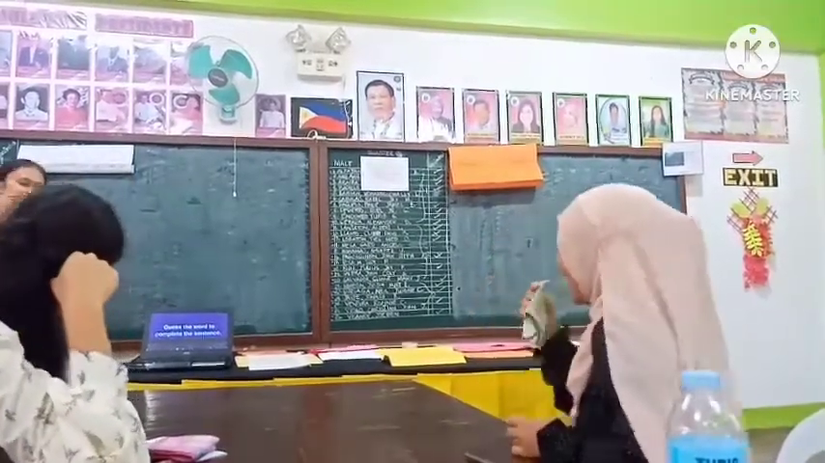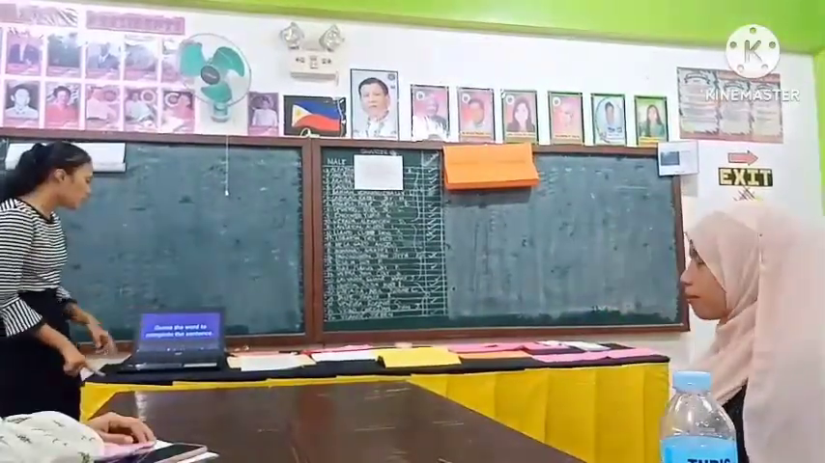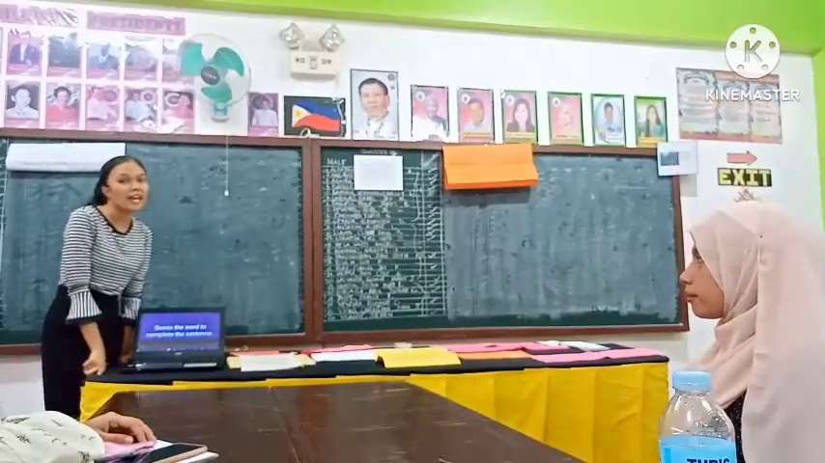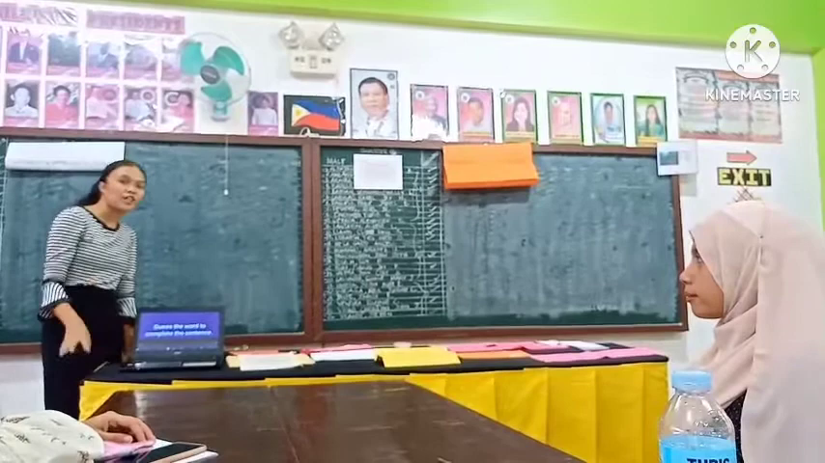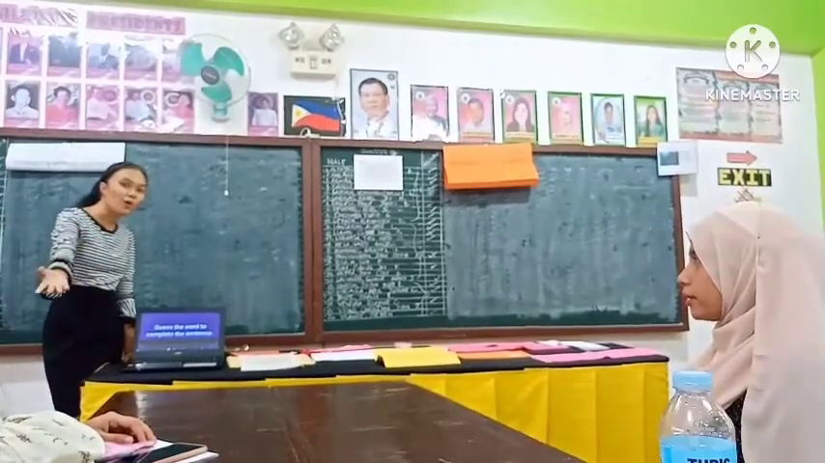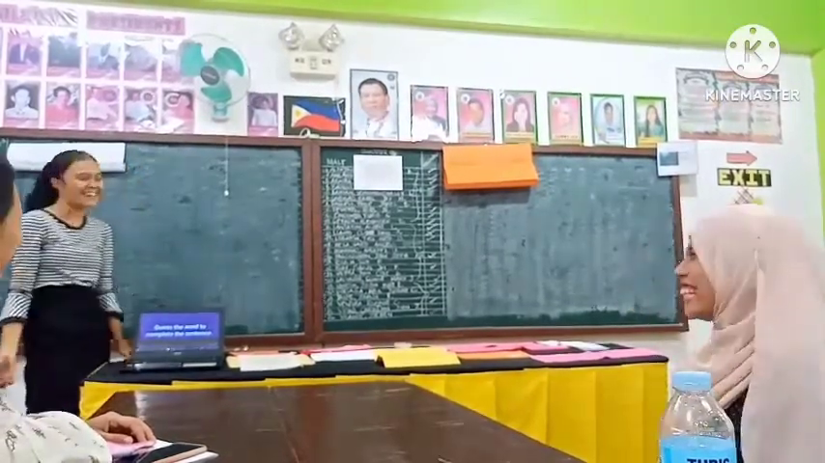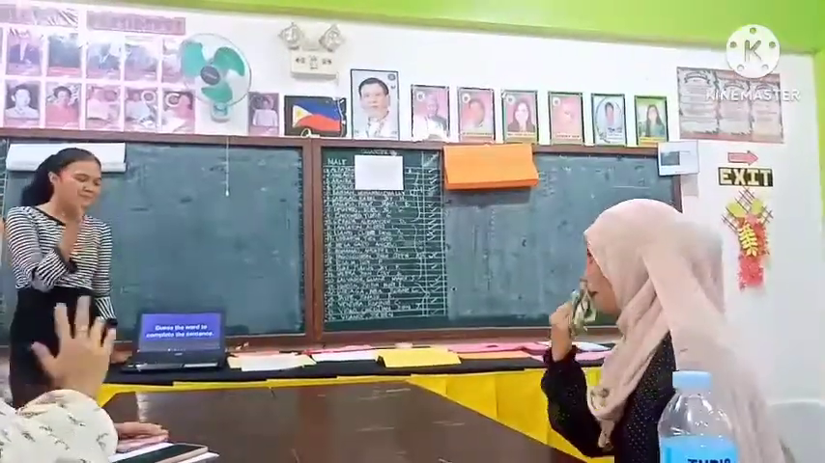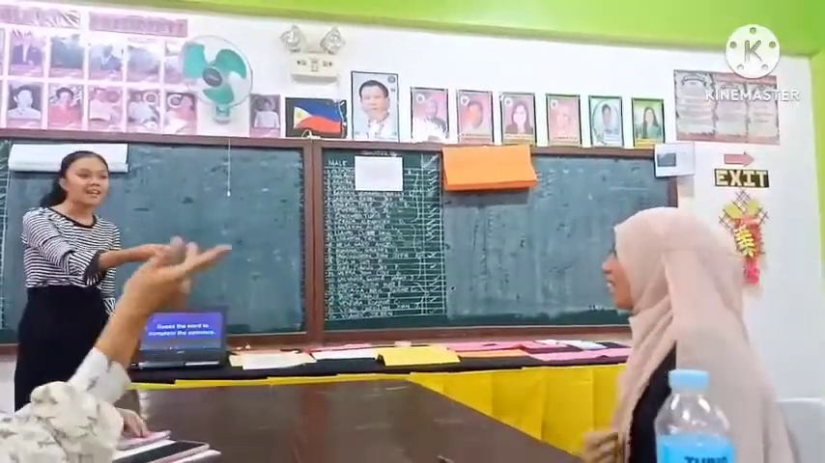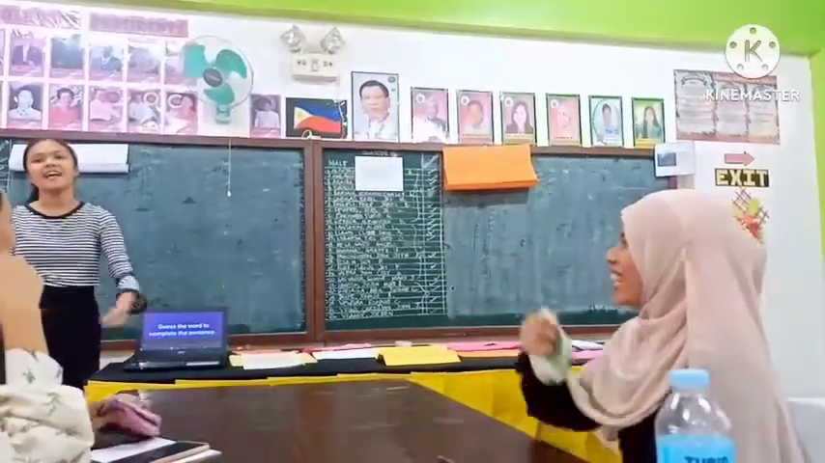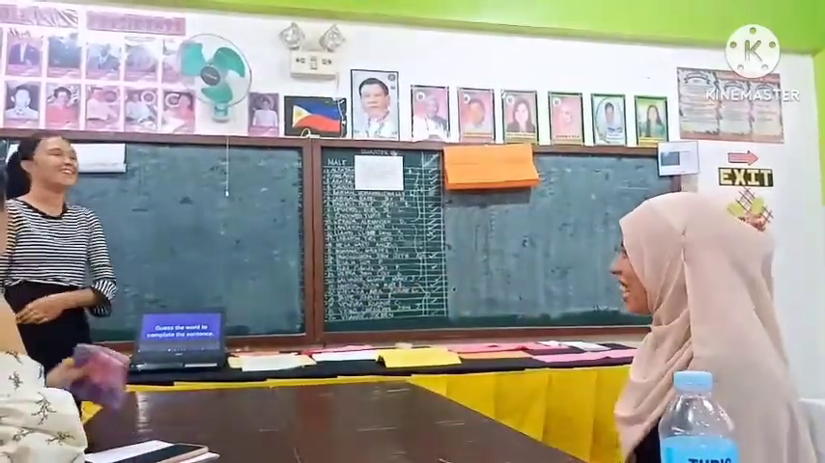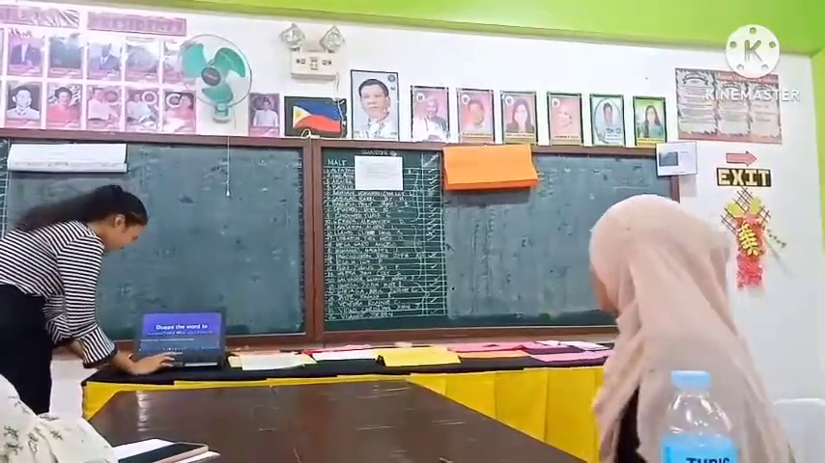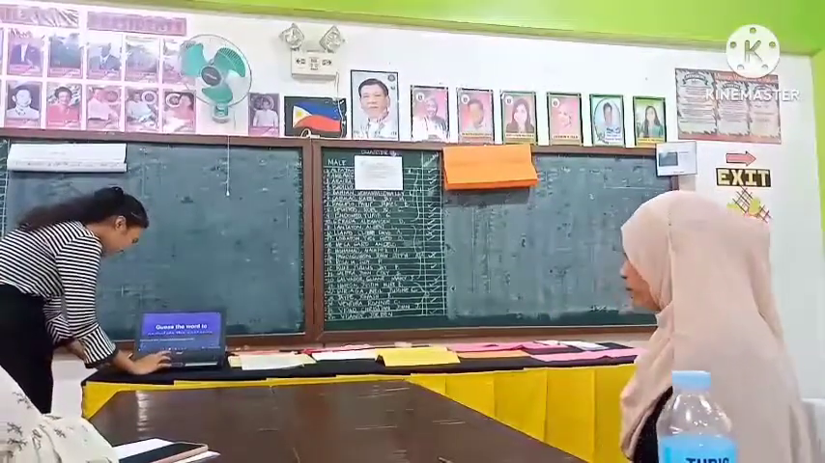Guess the word to complete the sentence. If you want to answer, raise your hands and say your group name, like blue and green. Okay, group 2 will be pink, and group 1 will be blue. Okay, let's start.